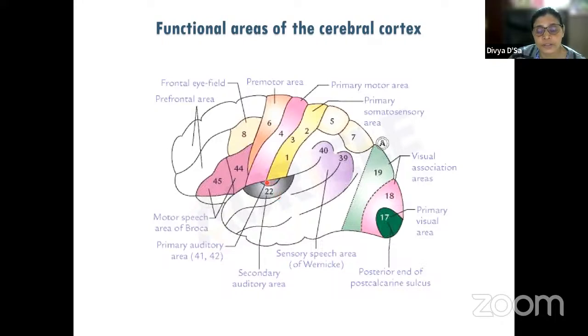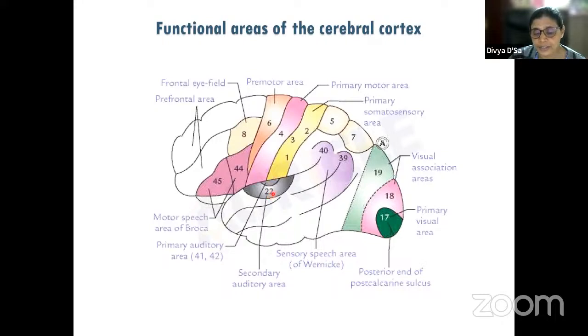Then, listen carefully, it is on the anterior part of the superior surface of the superior temporal gyrus. We have the primary auditory area, area number 41 and 42. With the primary auditory area, we are able to hear the sound based on its pitch and loudness and all those things.